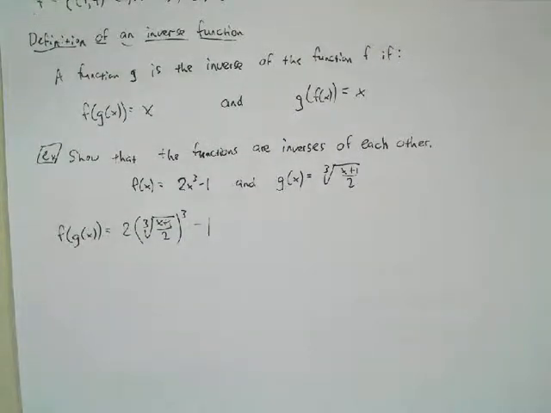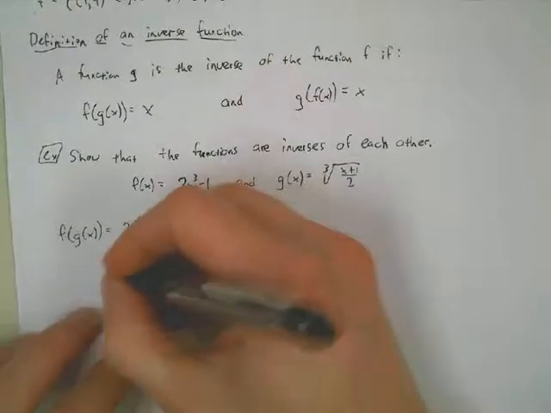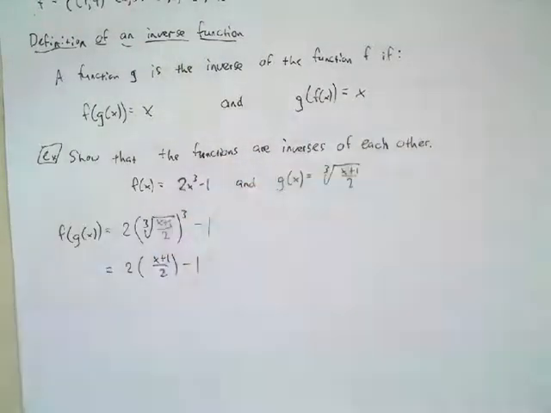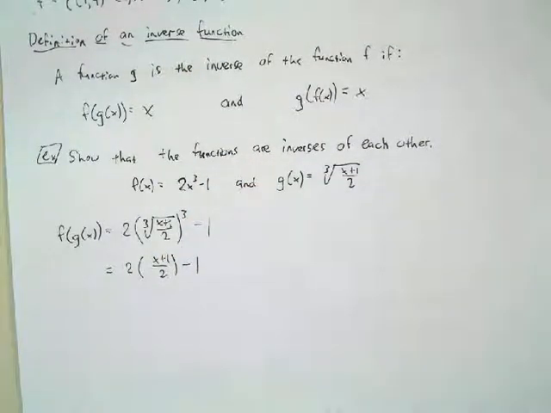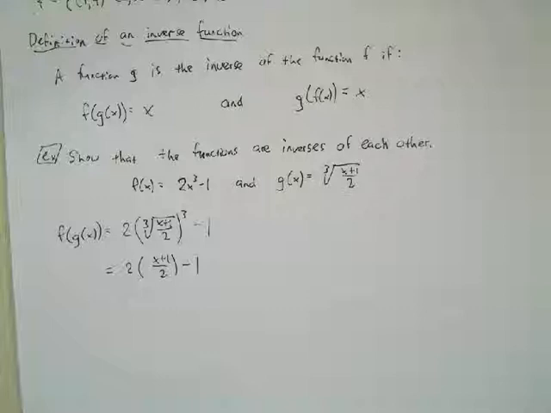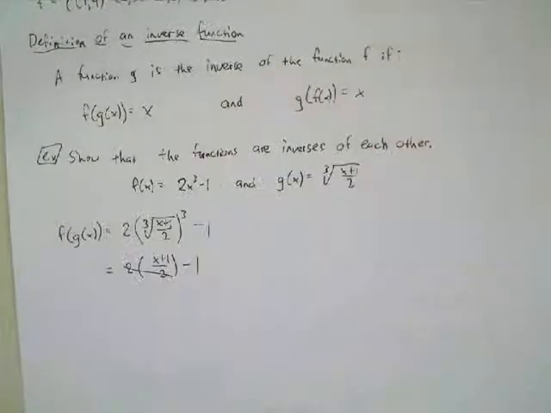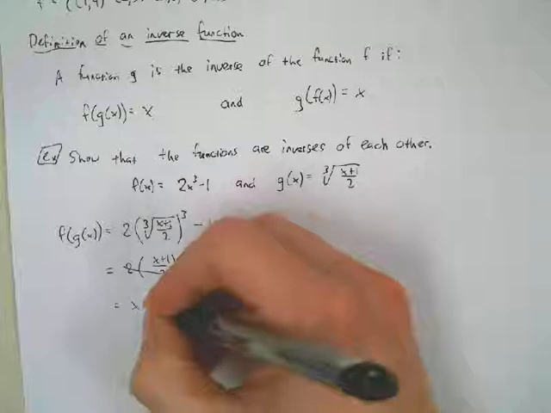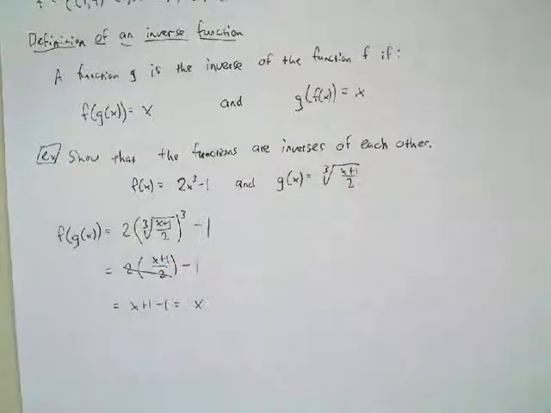Right, cubing a cube root, they cancel. And we're left with twice the quantity x plus 1 over 2. But then what else cancels here? The 2's do. It's 2 times something divided by 2, so it also cancels. And then x plus 1 minus 1 gives us just plain old x. And there we go.